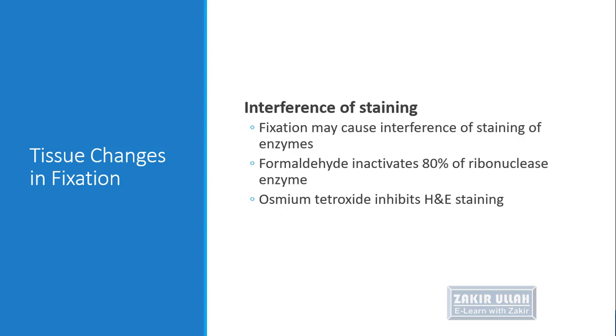One of the important changes is the interference with staining. Fixation may cause interference with the staining of different types of enzymes. For example, formaldehyde inactivates 80% of ribonuclease enzyme, and this may interfere with the process of staining. As we know, osmium tetroxide inhibits hematoxylin and eosin, which is a routine staining. So osmium tetroxide inhibits the routine staining of biological samples.